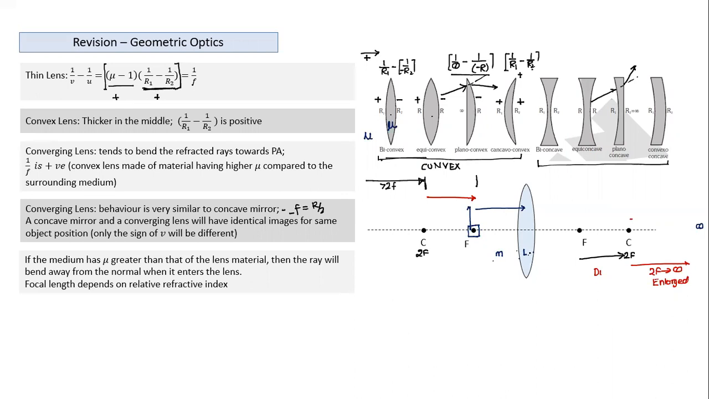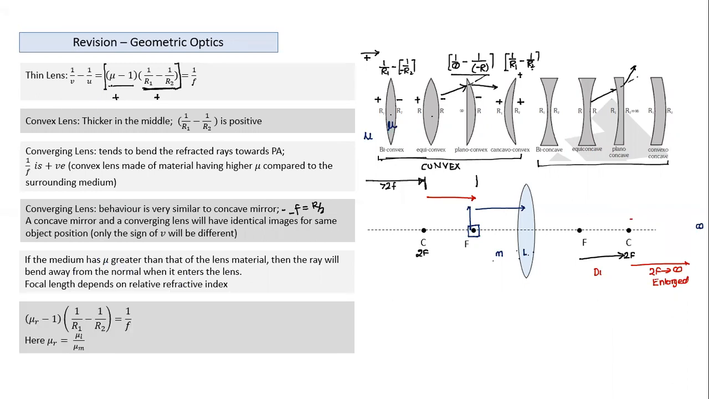So in both cases the direction changes. One case was bending towards the normal. Now, if this is the high refractive index, it will be bent away, and that changes the behavior. So if the medium has a mu greater than that, how do we account for this? The formula is very similar. Let's look at that.